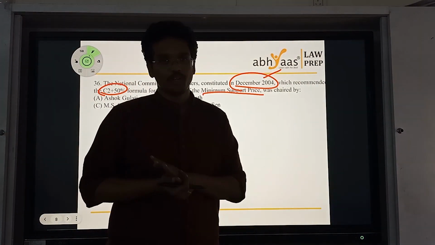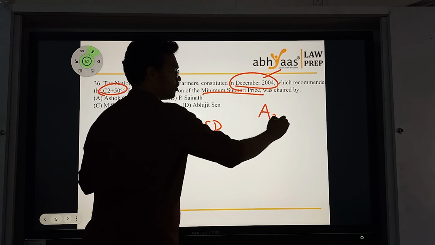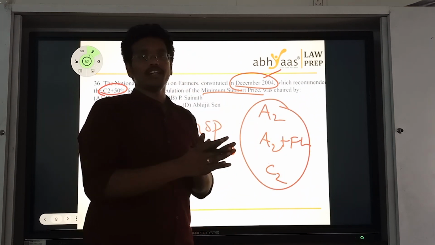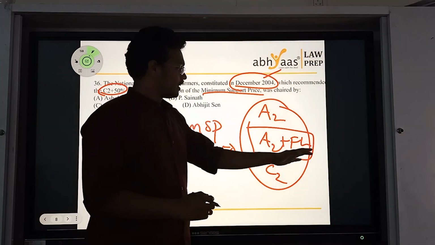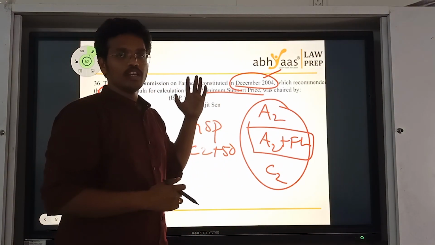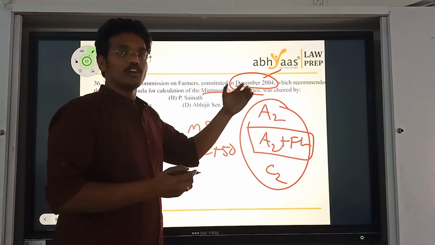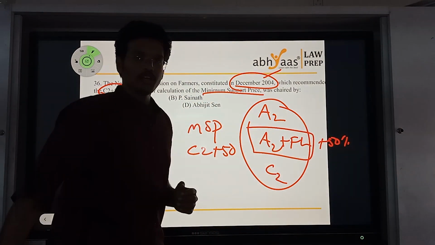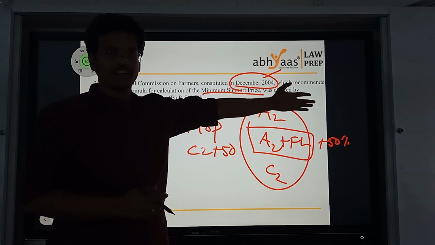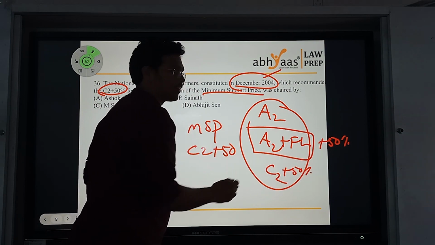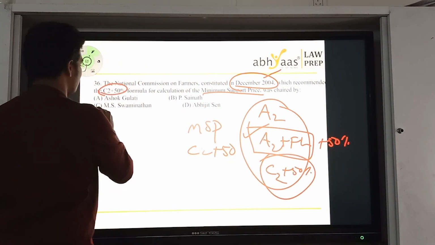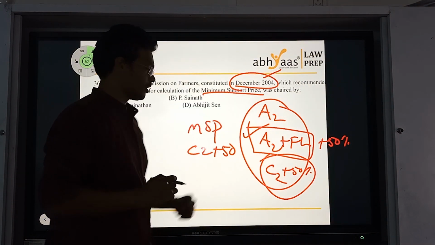To calculate the minimum support prices, there are three formulas called A2, A2 plus FL and C2. Now the government is following the formula called A2 plus FL. This is about calculating the cost of production for different crops by the farmers. On the amount generated in A2 plus FL, the government announces plus 50% extra. But the Commission on Farmers constituted in December 2004 recommended C2 plus 50%, but the government did not accept that. Now we are following A2 plus FL. But who recommended C2 plus 50%? This is MS Swaminathan, because it is 2004 news.